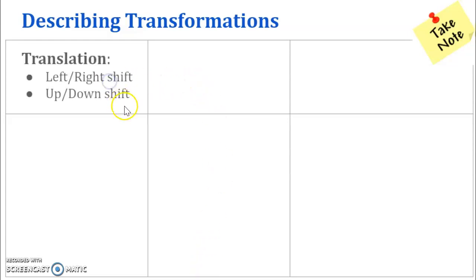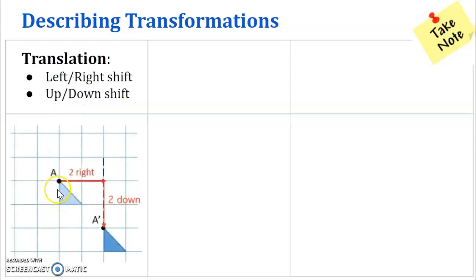Well, we've learned the translation. Okay, what is a translation? A translation moves the image or the shape left or right shift, or up and down shift, any combination of any of them, right? So if I have this original triangle, the light blue becoming the dark blue, the light blue triangle started off here and it moved 2 units right and then 2 units down.